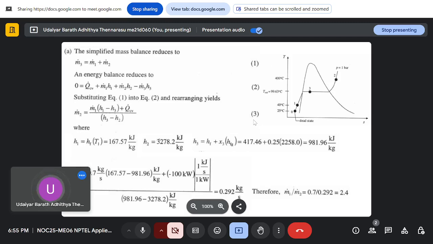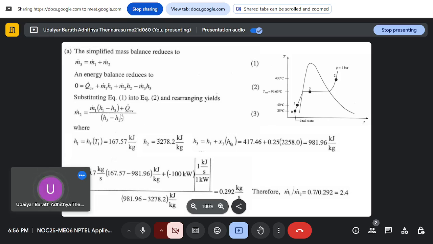So once we apply the energy balance across the open feed water heater, what we get is Q minus W plus mass enthalpy coming in minus enthalpy going out. So Q plus m dot 1 h1, which is coming in, plus m dot 2 h2 minus m dot 3 h3. m dot 3 is m dot 1 plus m dot 2. Substituting that and rearranging, we can find out m dot 2. So m dot 2 is m dot 1 into h1 minus h3 plus Q, Q is the heat which is getting ejected to the ambient, divided by h3 minus h2.